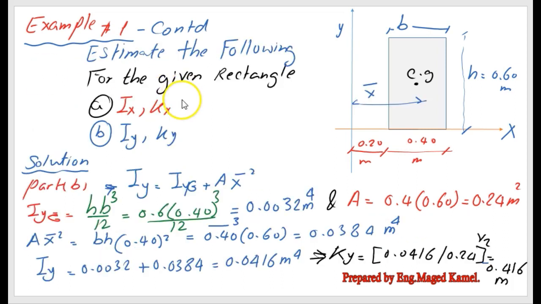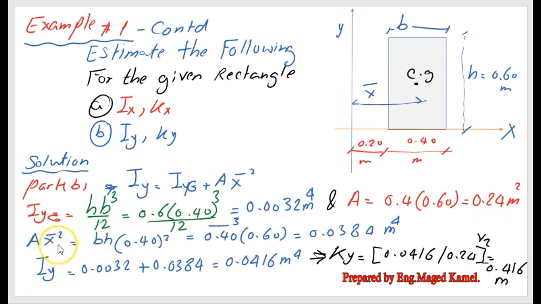We proceed to the moment of inertia for y. The moment of inertia for y equals the moment of inertia about the CG for y, plus the area multiplied by x bar squared. The moment of inertia at G equals h multiplied by b cubed divided by 12. Our h is 0.6, our b is 0.4 raised to the power of 3, all divided by 12, which will give us 0.0032 m to the 4. Our area is still the same, 0.24.